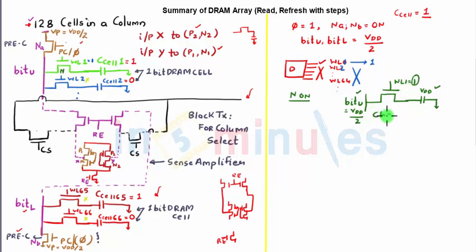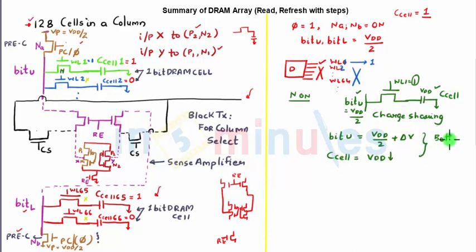Charge sharing will take place, due to which my bit upper will go up by delta V, whereas my C cell voltage will go down such that both of them achieve the same voltage. We all agree on this, and we have seen this in the previous clips. So bit upper goes to VDD by 2 plus delta V. Remember, at the same time, my bit lower is still at VDD by 2, because none of these NMOS transistors are on, and bit lower stays what it is.